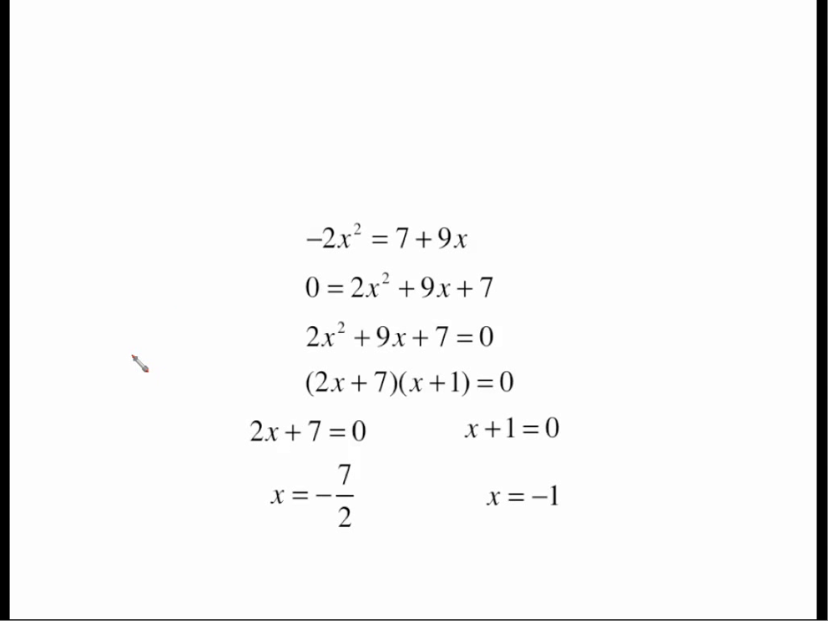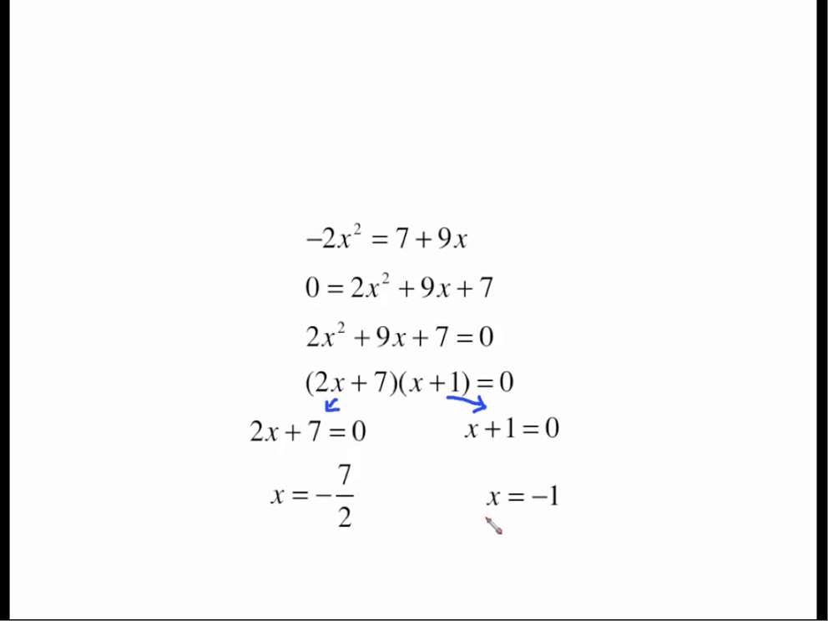It factors as 2x plus 7 times x plus 1. Set each one equal to 0, and then solve. And by now you should be pretty good at this solving stuff. This is very easy. Subtract 1 from both sides. Over here, subtract 7 from both sides, and then divide by 2.